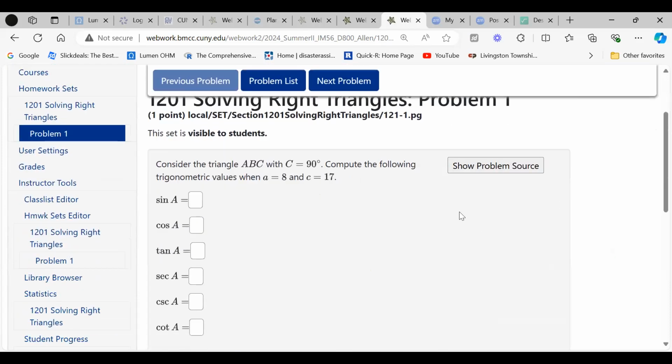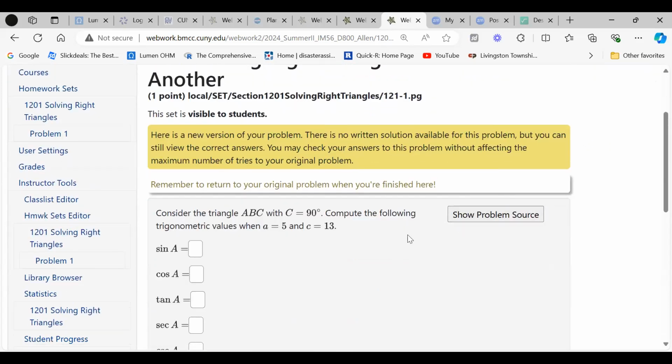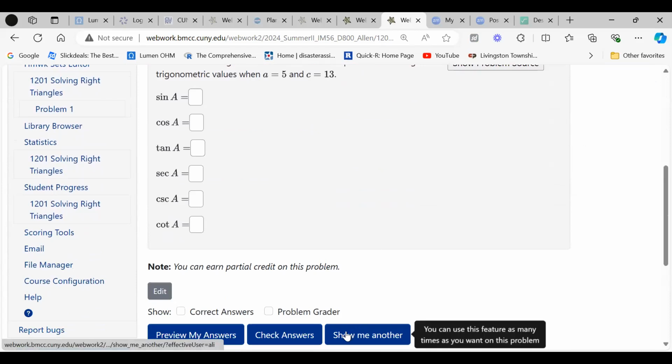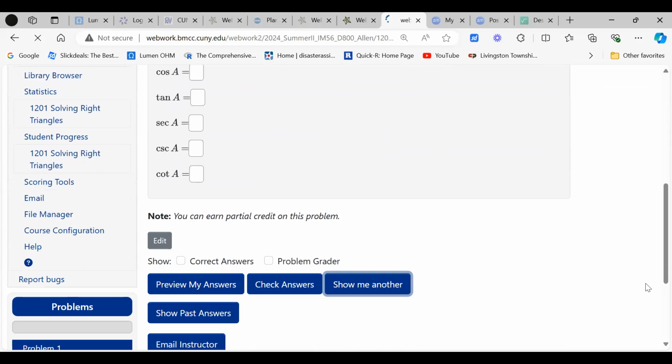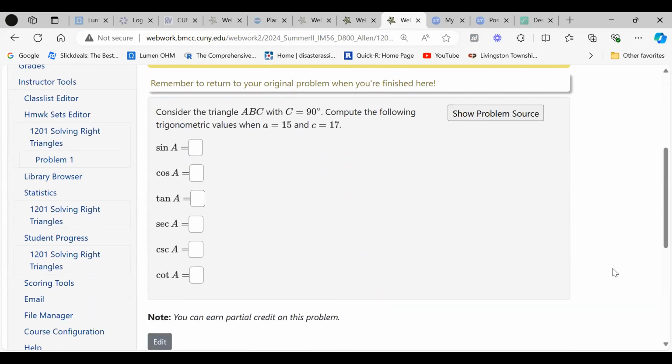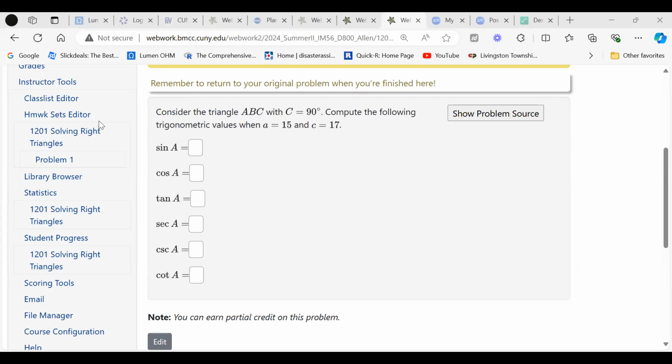Yeah, so consider triangle ABC. That's a right triangle here. Angle C is 90 degrees. Okay, so this is the right triangle. Then we get a equal to 15, c equals 17. Then you want to find sine, cosine, tangent, cotangent, secant, and cosecant.